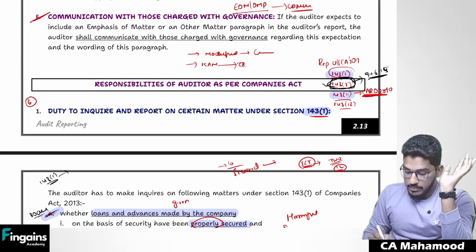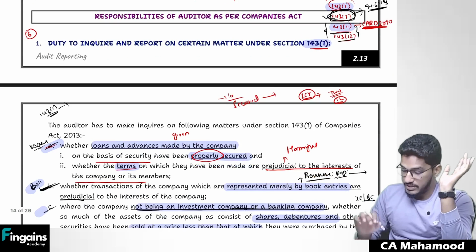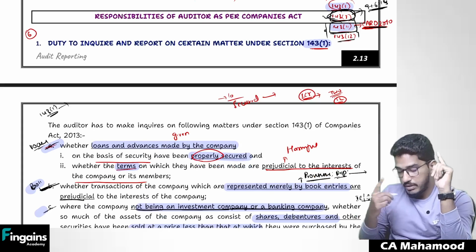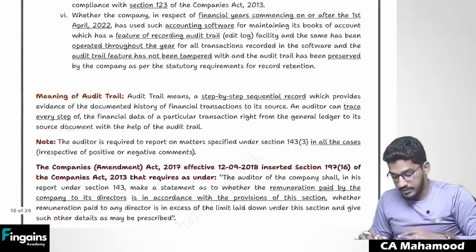Next, we have reporting requirements of the auditor under two more subsections, 143 subsection 11 and 143 subsection 12. 143 subsection 11 is very important, which is nothing but CARO. But before that, I will try to explain the reporting requirements of the auditor under 143 subsection 12.